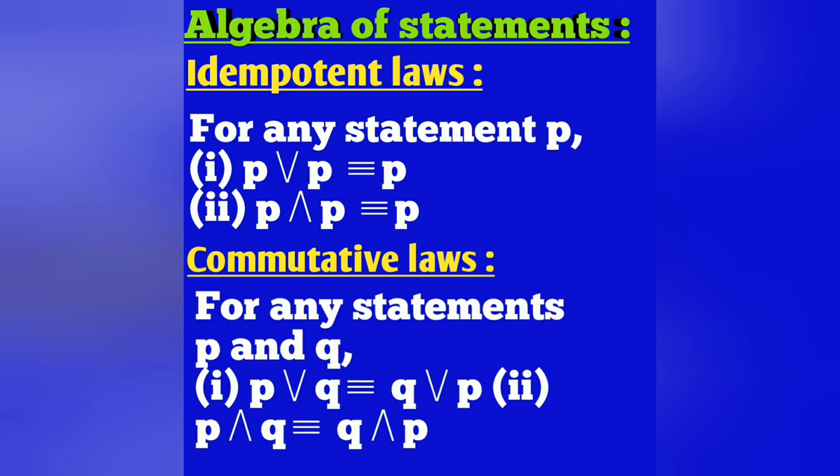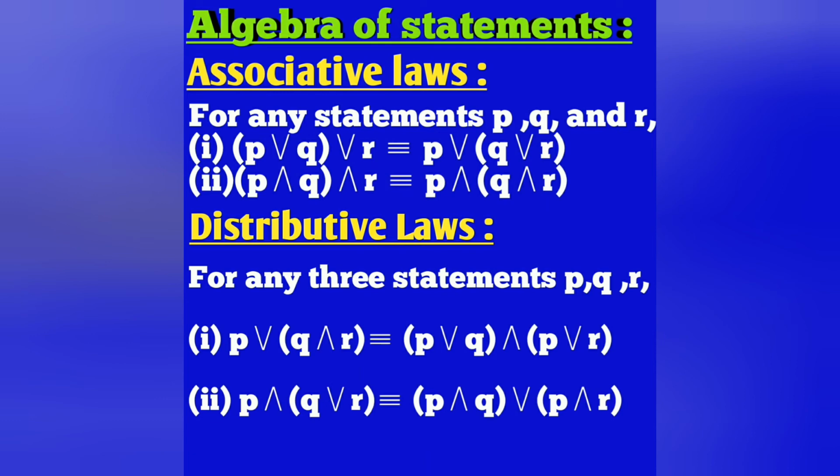Commutative laws, for any statements P and Q. First one: P or Q is logically equal to Q or P. Second one: P and Q is logically equal to Q and P. Associative laws, for any statements P, Q and R. First one: P or (Q or R) is logically equal to (P or Q) or R. Second one: P and (Q and R) is logically equal to (P and Q) and R.